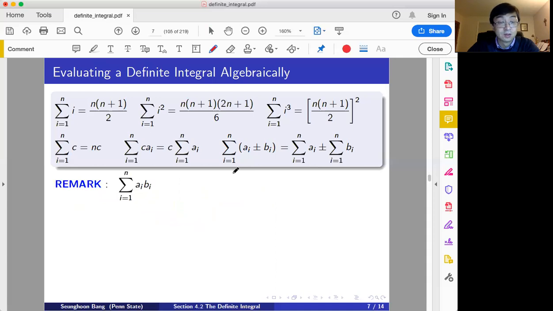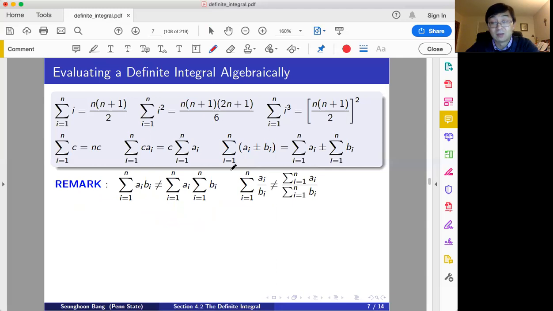So, a remark: the summation of a i times b i does not equal the summation of a i times the summation of b i. It's wrong. Also, for the summation of a i over b i, don't distribute the summation to the top and the bottom. This is wrong.